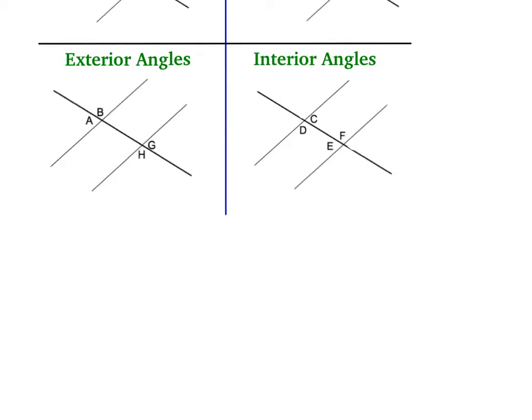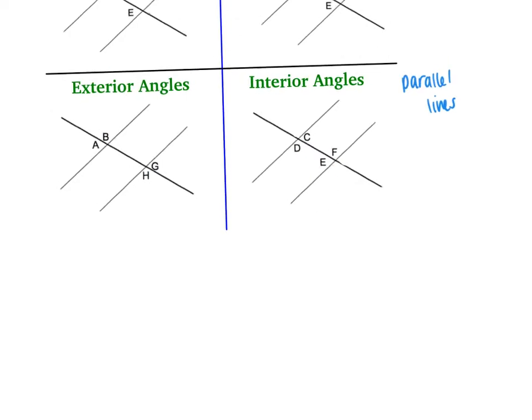The other way to describe them would be where they are in comparison to the parallel lines. So the first one we're going to review is if they're on the exterior of the parallel lines. So instead of in between, they're on the outskirts. The opposite would be interior. So those this time would be happening in between those two parallel lines.